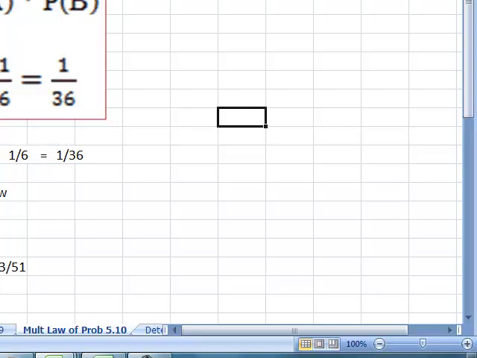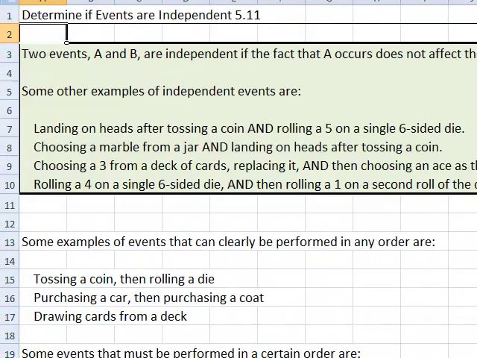If they're independent events, I can just take the probability of event A times the probability of event B, and that gives me the probability that both events will occur. Now, we have to determine if an event is independent. Well, there's lots of examples. We talked about flipping a coin. Again, 2 events are independent if the fact that A occurs does not affect the probability of B occurring.